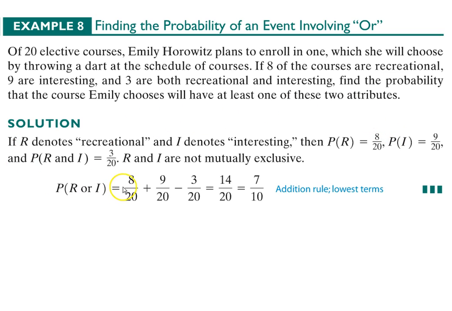So we're going 8 out of 20 plus 9 out of 20, but we're subtracting the 3 that are in both. So this gives us then 14 out of 20, which reduces to 7 out of 10. Again, read this. You may have one like this in your homework. Here they're showing you the protocol for solving it.